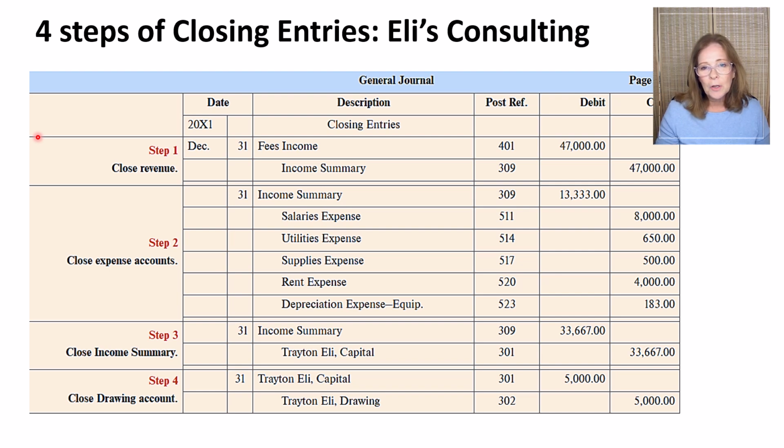The 4 steps of the closing process consist of 1, closing revenue accounts to income summary, 2, closing expense accounts to income summary, 3, closing income summary to capital, and 4, closing the drawing account to capital. Here we have the closing entries for Eli's Consulting, where we followed this process and recorded these closing entries in the general journal. The next step is to post the journal entries to make the journal entries part of the permanent accounting record, the general ledger.